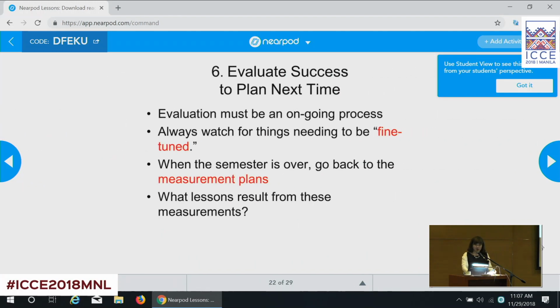Okay, then evaluation success. Evaluation must be an ongoing process, and there should be a cycle. Always watch for little things needing to fine-tune. These are called nuances. So when the new semester is over, go back to the original measurement plan. Don't just look at the success or failure of the class. You also need to pay attention to lessons you learn from teaching this class, and based on the lessons learned, improve your class next semester.